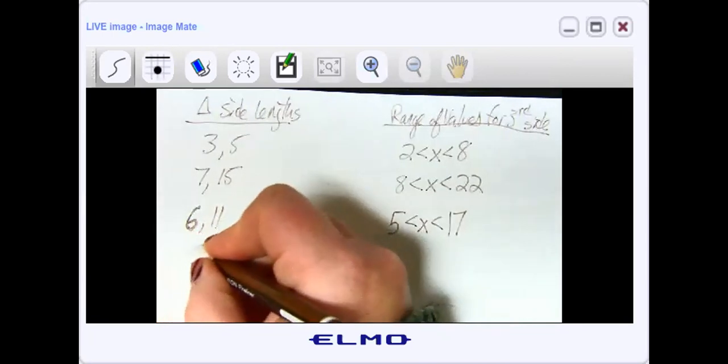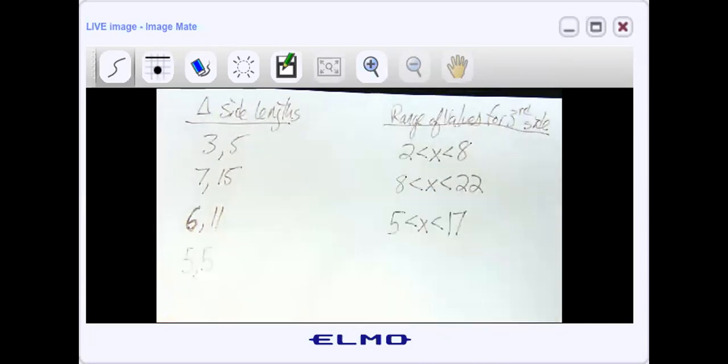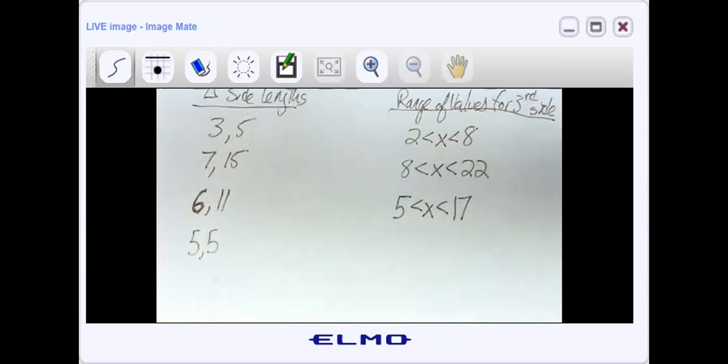All right, let's try another one. What if they're the same? What if it's like 5 and 5? Guess what? It doesn't matter. You still operate the same exact way. So it would have to be larger than what value, Vinny?